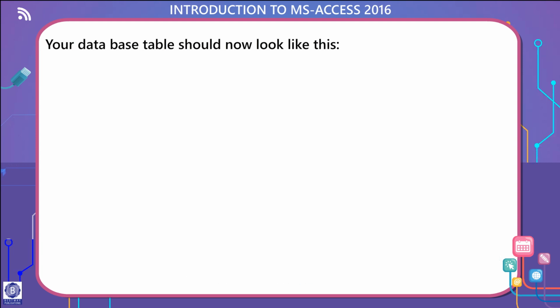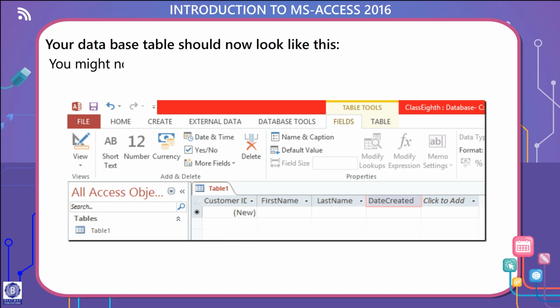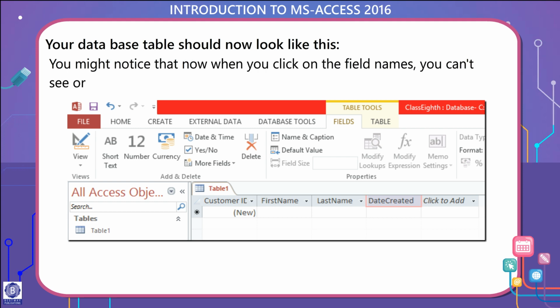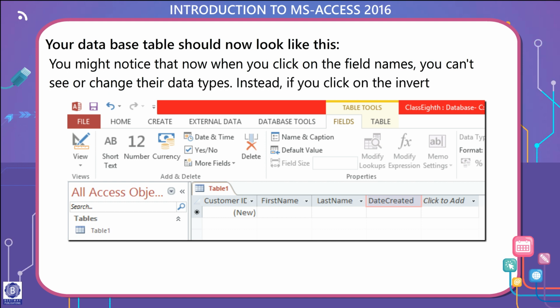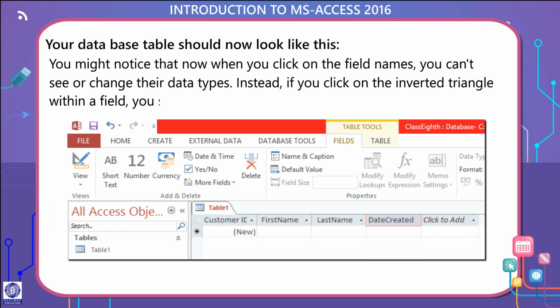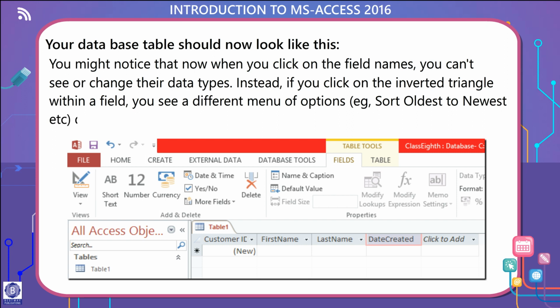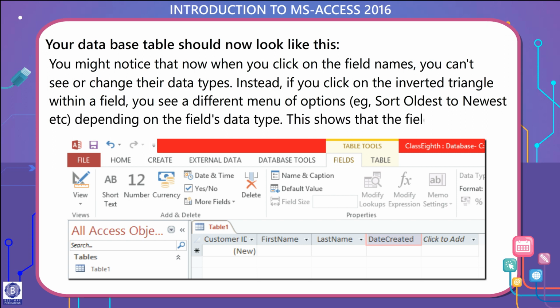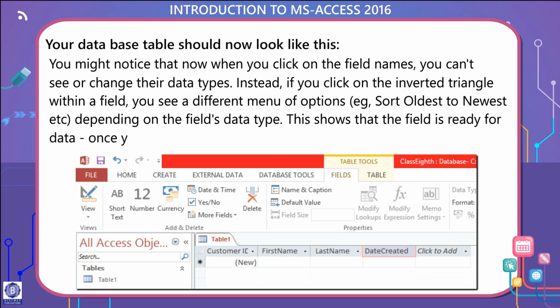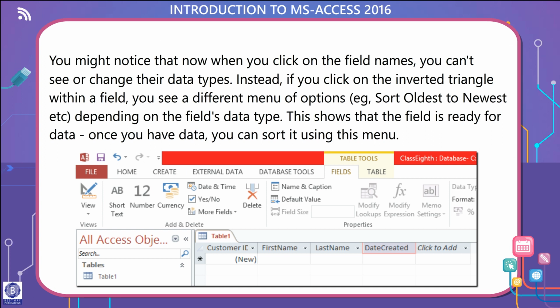Your database table should now look like this. You might notice that now, when you click on the field names, you can't see or change their data types. Instead, if you click on the inverted triangle within a field, you see a different menu of options. Example, sort oldest to newest, etc., depending on the field's data type. This shows that the field is ready for data. Once you have data, you can sort it using this menu.